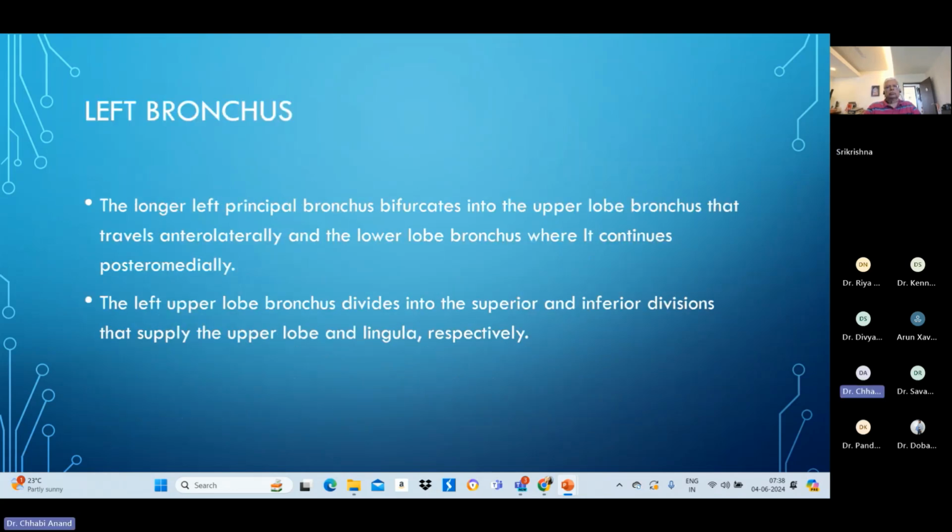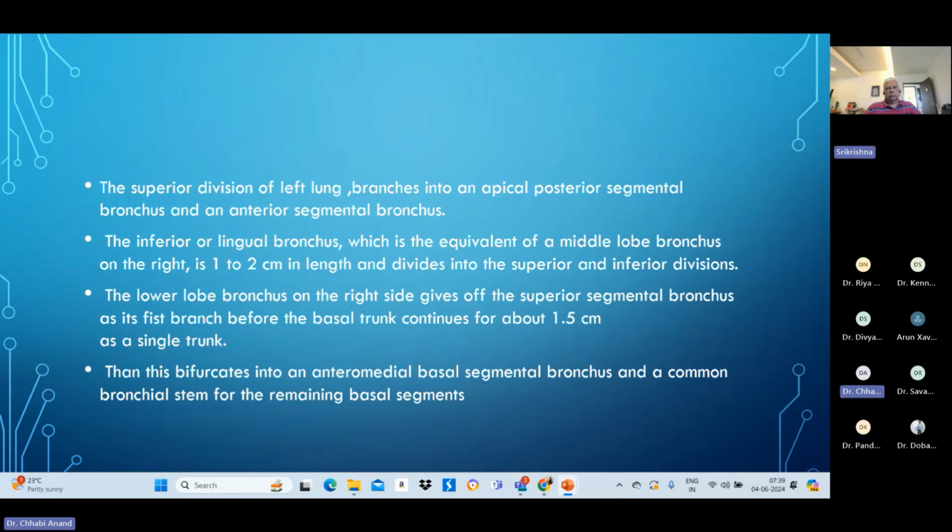Left bronchus. The longer left principal bronchus bifurcates into the upper lobe bronchus that travels anterolaterally and the lower lobe bronchus that continues posteromedially. The left upper lobe bronchus divides into superior and inferior divisions that supply the upper lobe and lingula respectively. The superior division of the left lung branches into an apical posterior segmental bronchus and an anterior segmental bronchus. The inferior or lingular bronchus, which is the equivalent of the middle lobe bronchus on the right, is 1 to 2 centimeter in length and divides into superior and inferior divisions.